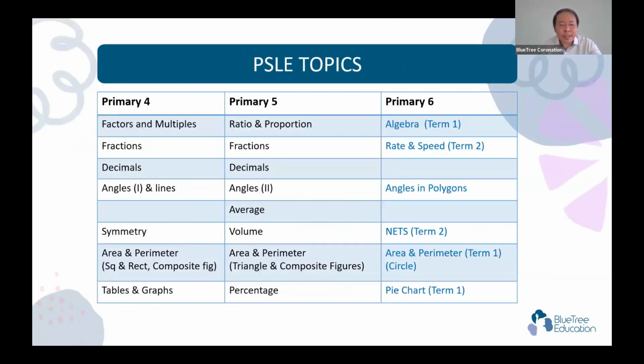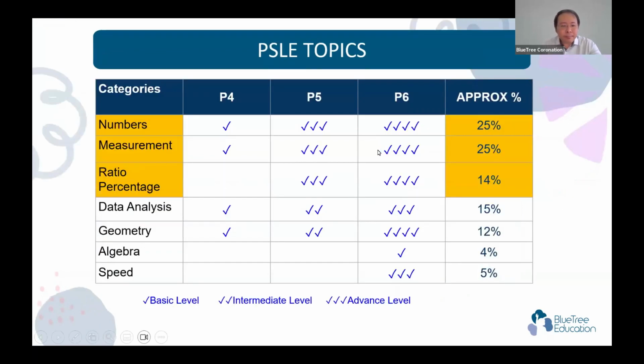As you can see over here, these are the PSLE topics that are tested from the various levels, primary 4, primary 5, primary 6. Over here, there's a whole table, so you can look at it. The majority of the questions will be mainly coming from fractions, ratio, and percentage, and numbers as well. You can see this numbers, measurement, ratio, and percentage actually makes up almost 65%, or bare minimum 60% in the past few years of PSLE being tested.